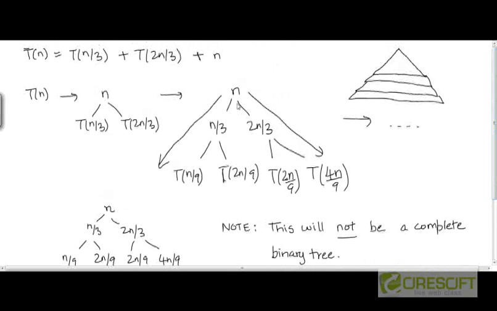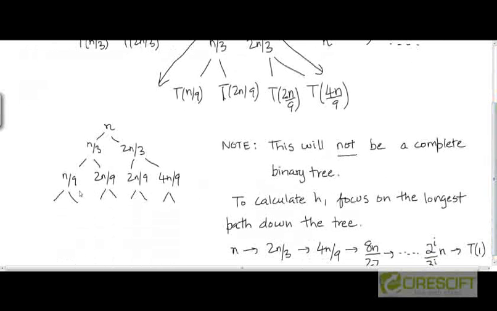Well, let's calculate the level sums. So what's the level sum at level 0? It's n. What's the level sum at level 1? It's n. What's the level sum at level 2? It's 1 plus 2 plus 2 plus 4 divided by 9 times n. And this turns out to be n again. So you can see that we're getting this pattern where we are going on having a level sum of n.